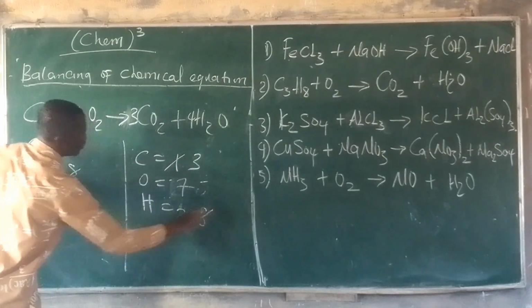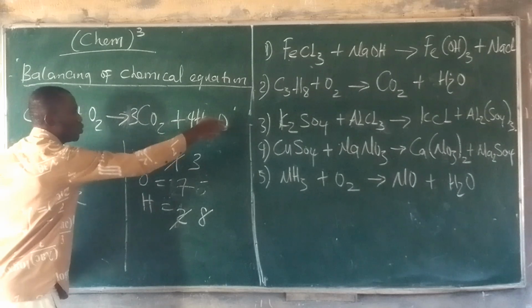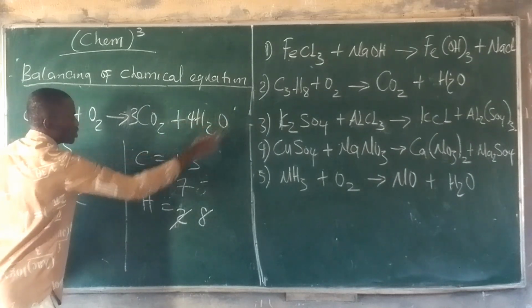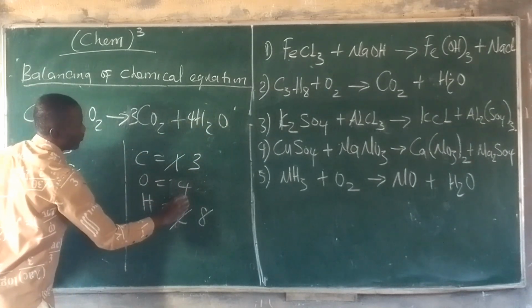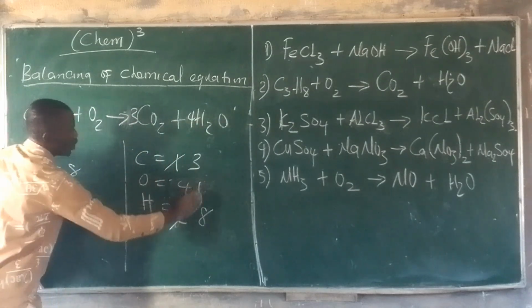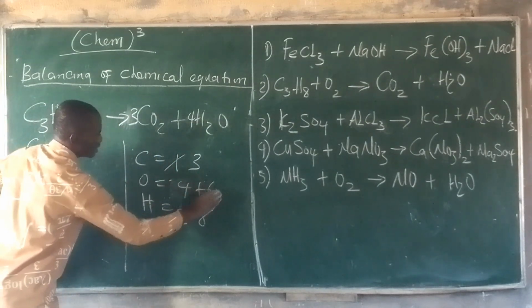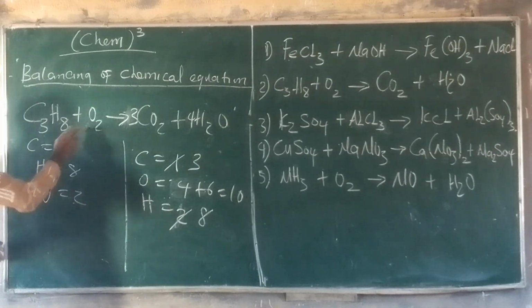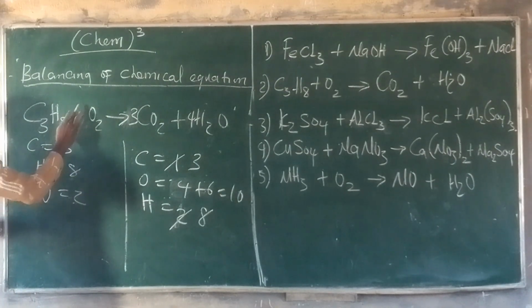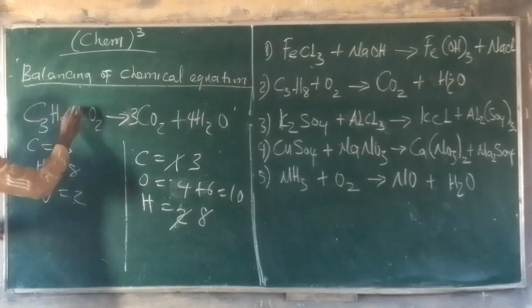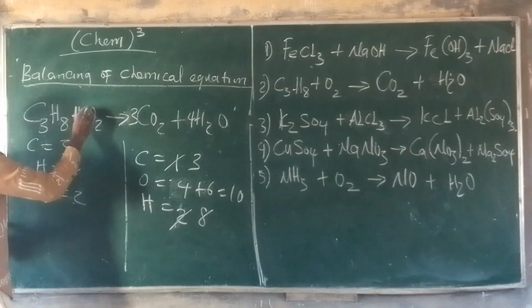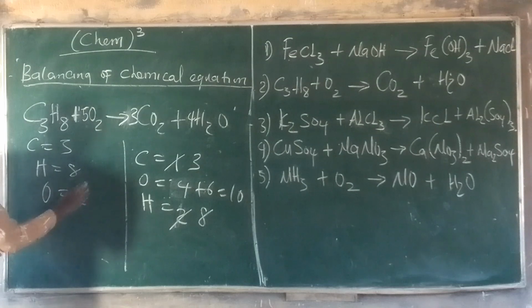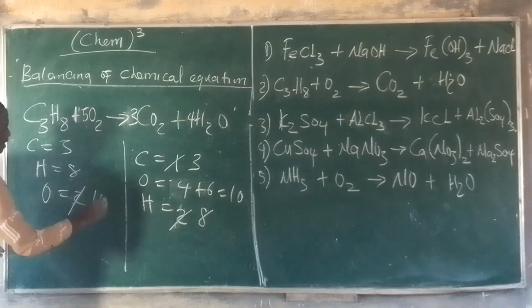that will give me hydrogen to become 8. And oxygen will eventually change. 4 times 1, that is 4, plus 3 times 2, that is 6. Everything is going to give me 10. Now on this side, I have that oxygen is 2. 2 times what will give me 10? Eventually it is 2 times 5. So over here, 2 times 5, that is 10.